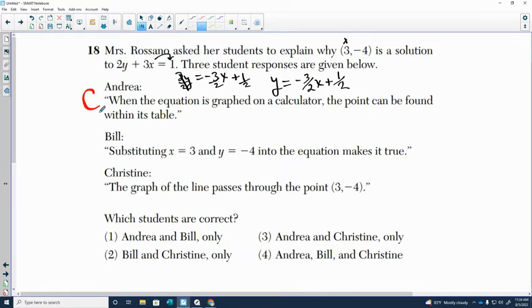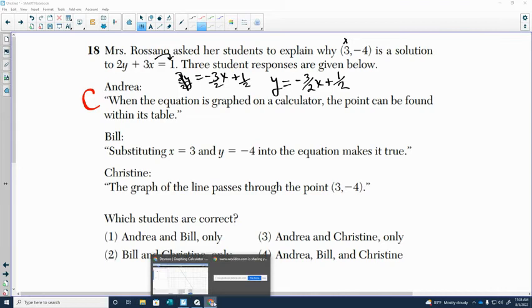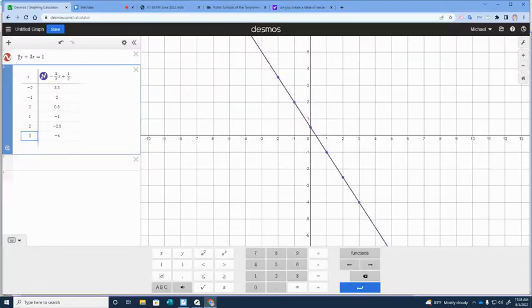All right, let's see what Bill was saying. Substituting x equals 3 and y equals -4 into the equation makes it true. 3, -4. All right, well, it's -4 for the y and 3 for my x. So I'm going to go back to the calculator. And I'm going to look at this previous equation right up there. I'm going to go down to number 3. And I'm going to just type exactly what it says. But when I get to the letters, I'm going to use parentheses. And I'm going to substitute values.